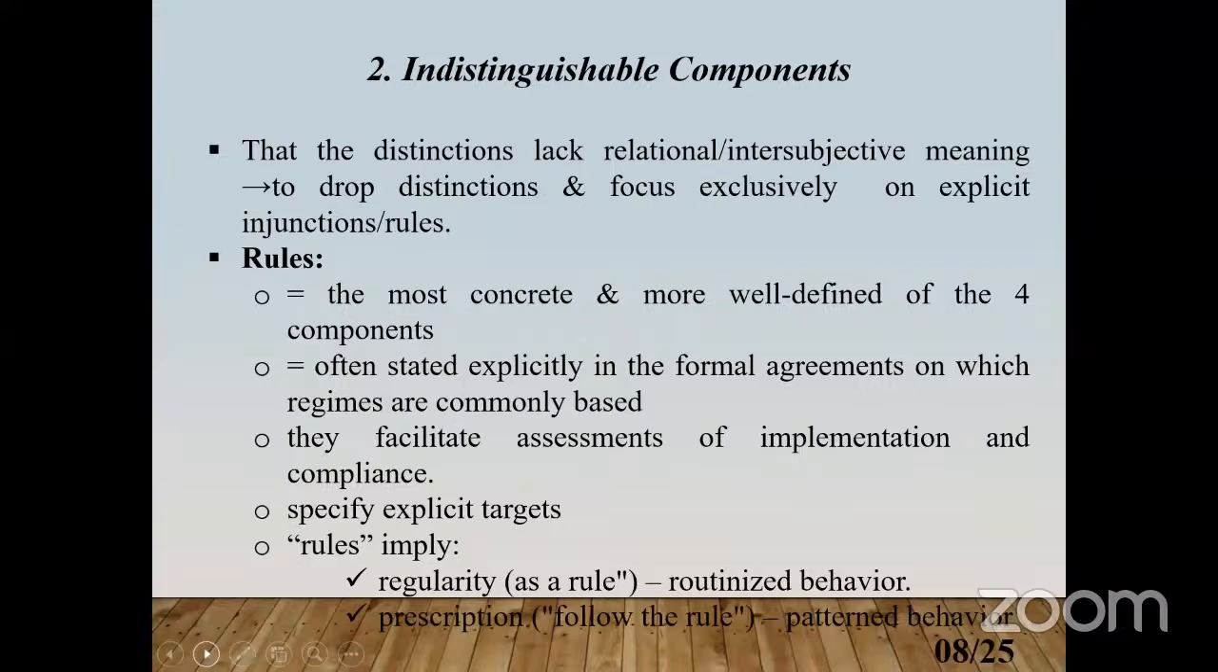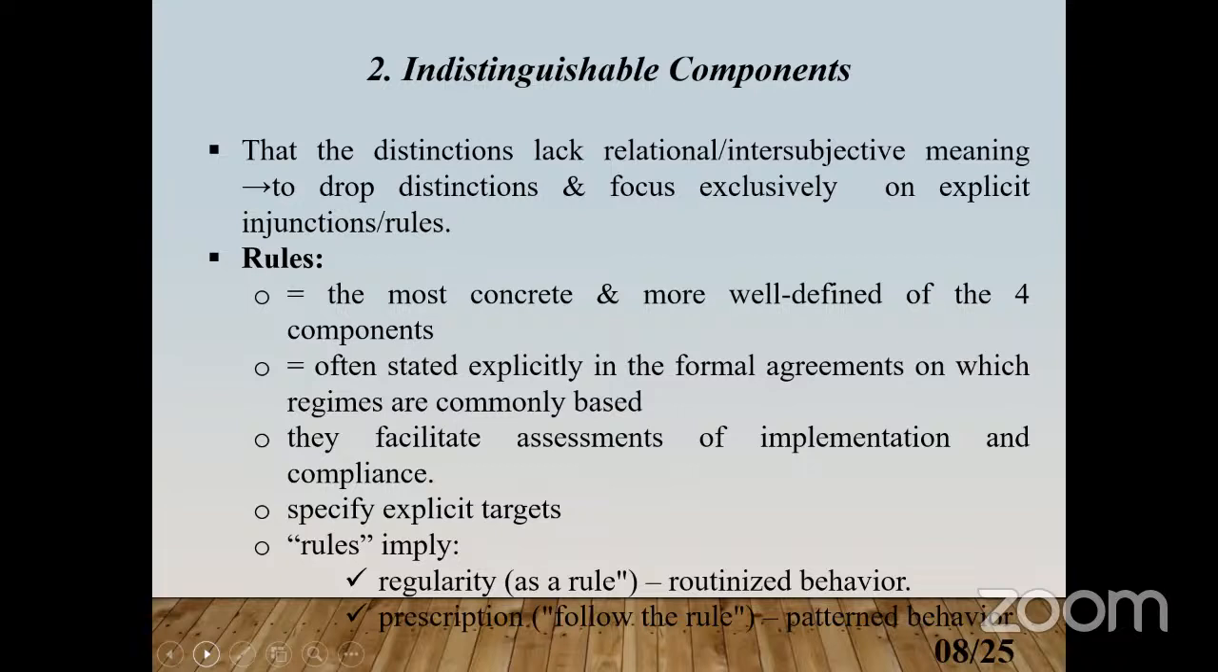Now, there are those who critique this fourfold definition of international regimes as being composed of components that cannot be distinguished very easily. For example, they argue that when we are talking about rules, rules are the most concrete and well-defined of the four components. They are often stated explicitly in formal agreements on which regimes are commonly based. So rules will be found to be the practical instruments.